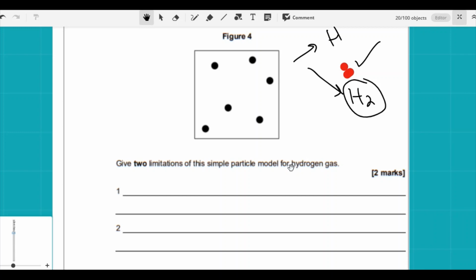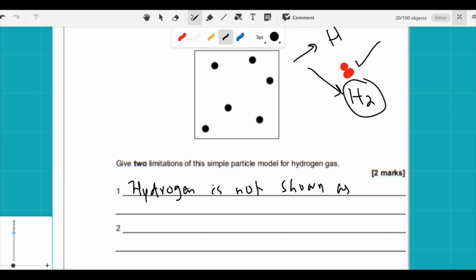So it means that hydrogen is not shown as an H2 molecule, or you can say hydrogen is not shown as a molecule, because of the single atom representation.